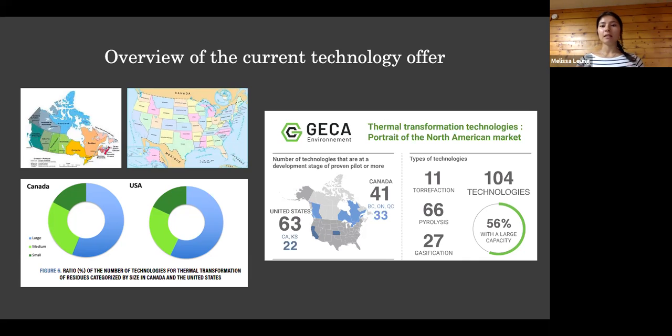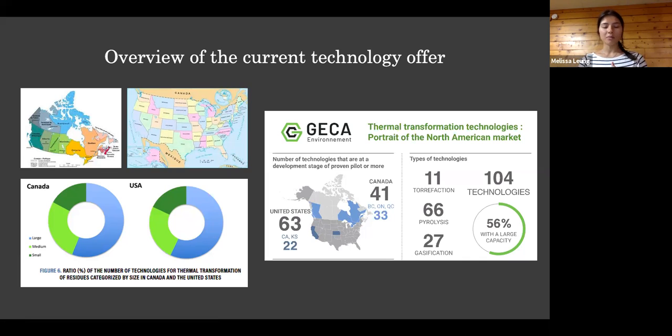We see that we have more in the States than in Canada, but not so much. I want to make sure I clarify that these are technologies that we've accounted for that have offices in Canada or in the US. We're aware that there are a lot of other technologies, for example, in Europe and also in Asia, but if they don't have an office or headquarters in Canada or in the US, we didn't count them. So there are at least 104. We know there are more in Canada and the US. It's just to show you how many technologies there are.